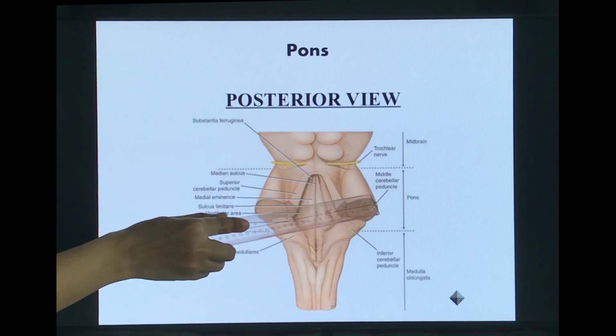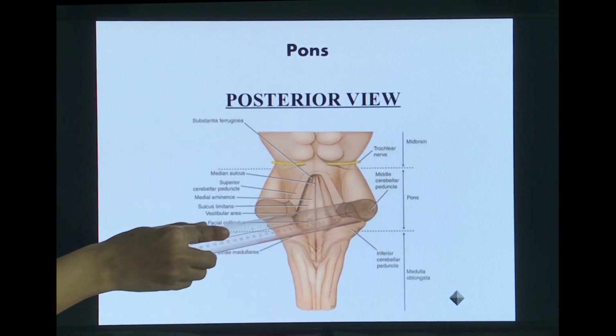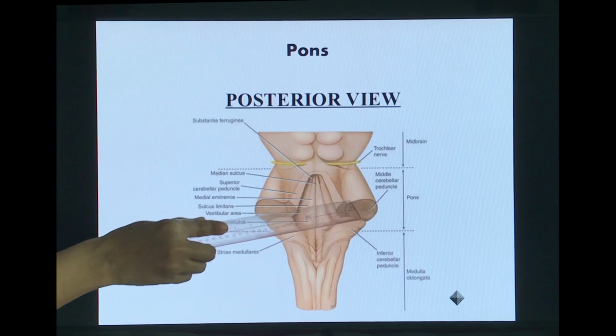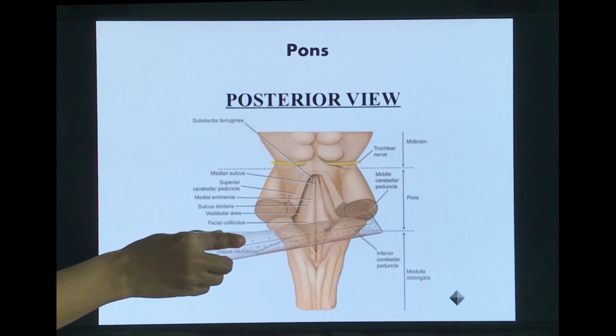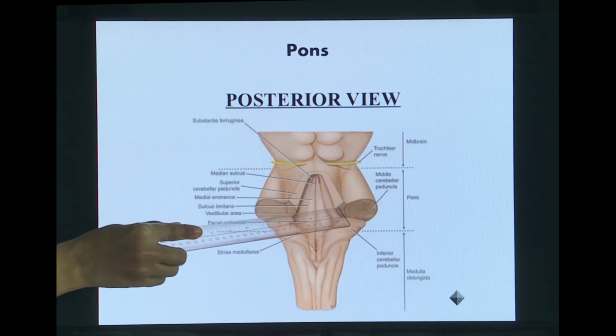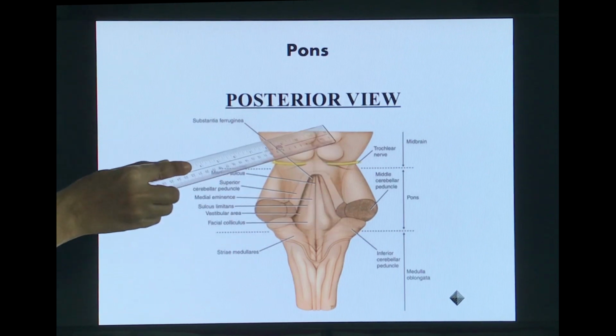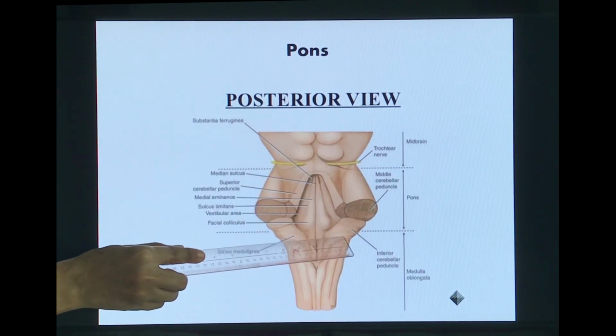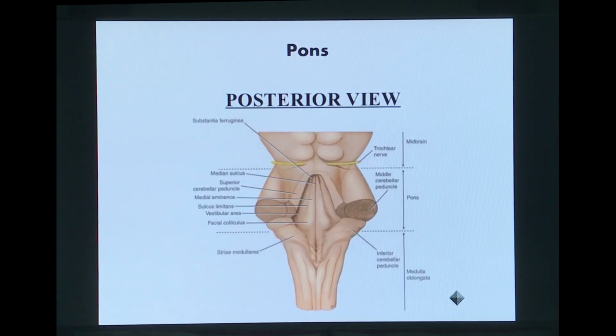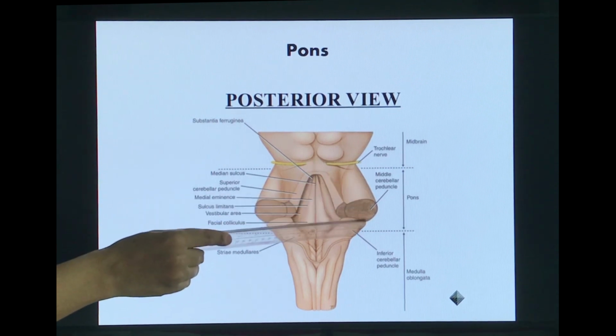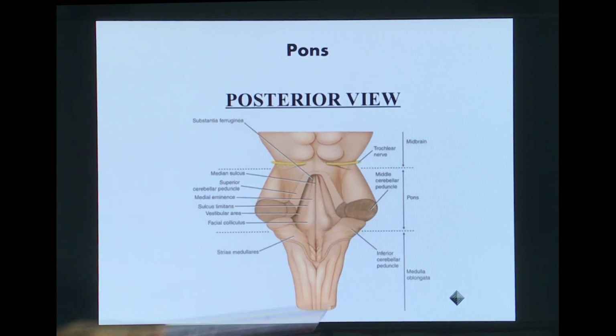At the lateral most aspect, as I mentioned earlier, the largest peduncle is the middle cerebellar peduncle. You can also see the superior cerebellar peduncle, which is carrying fibers from the midbrain, and this is the inferior cerebellar peduncle. They all group together here at the lateral most aspect of the pons on the posterior surface, and then they enter the cerebellum.